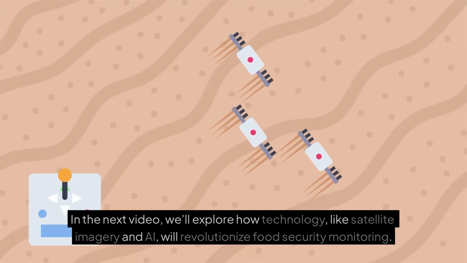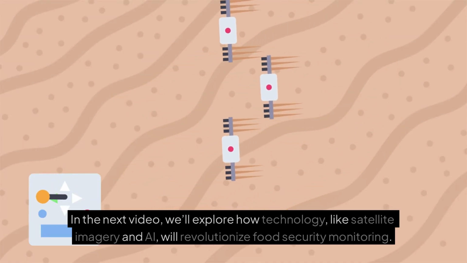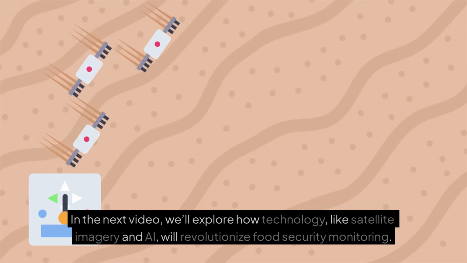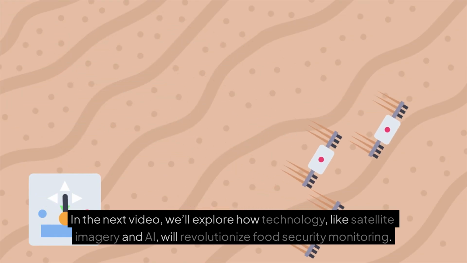In the next video, we'll explore how technology, like satellite imagery and AI, will revolutionize food security monitoring.